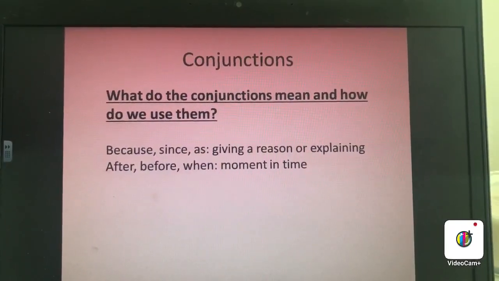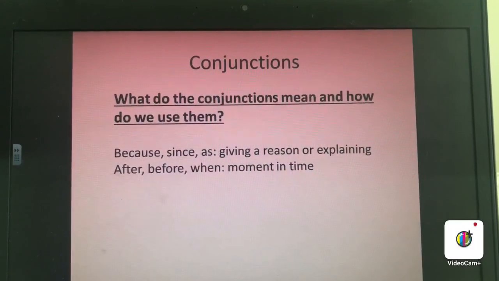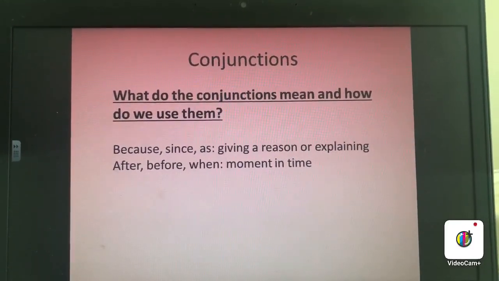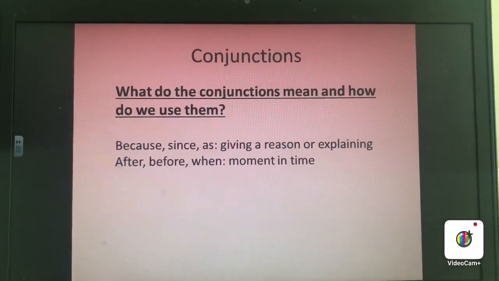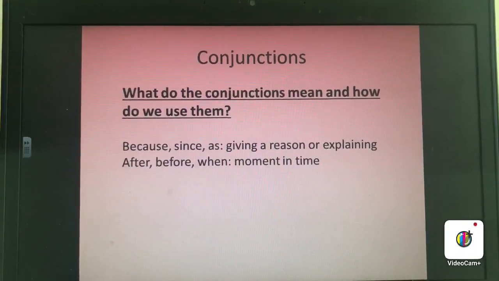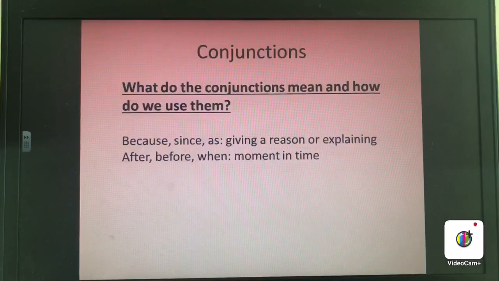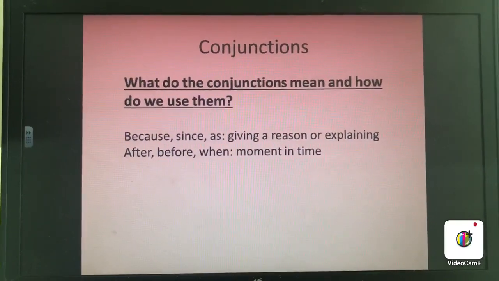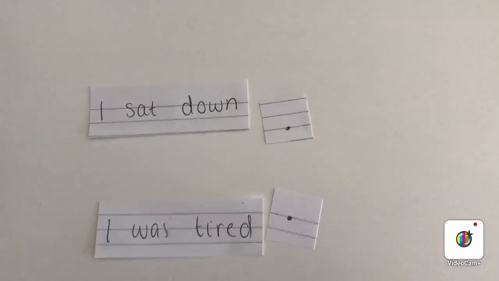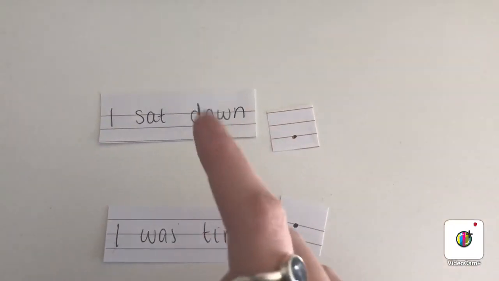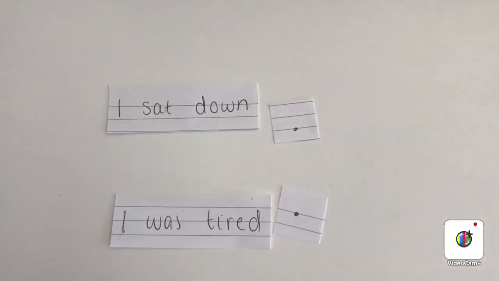What do the conjunctions mean and how do we use them? Because, since and as. These are giving a reason or explaining something. After, before and when, these are a moment in time. Now let's see how I would use them in a sentence. Here are my two sentences. I sat down and I was tired.